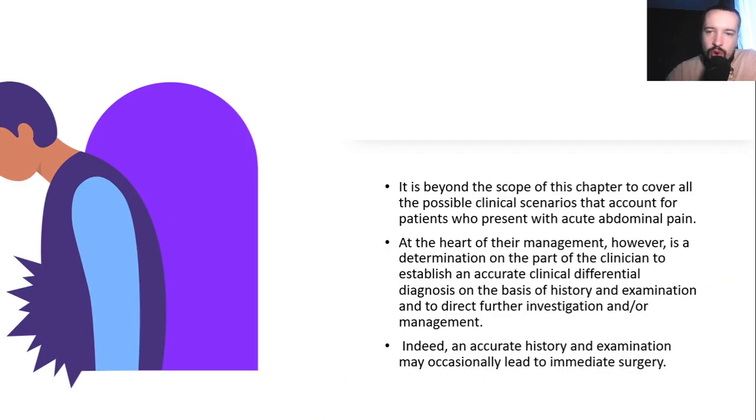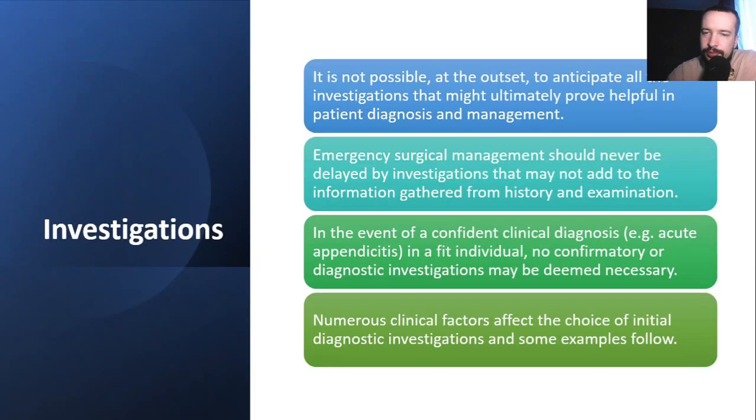It is beyond the scope of the chapter to cover all the possible clinical scenarios that account for patients who present with acute abdominal pain. At the heart of their management, however, is a determination on the part of the clinician to establish an accurate clinical differential diagnosis on the basis of history and examination and to direct further investigation and/or management. Indeed, an accurate history and examination may occasionally lead to immediate surgery.